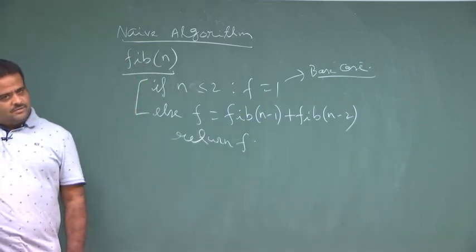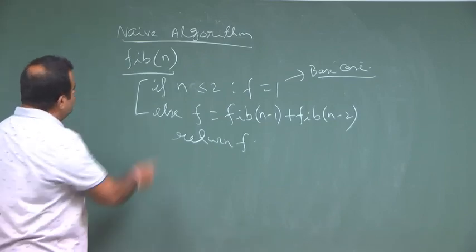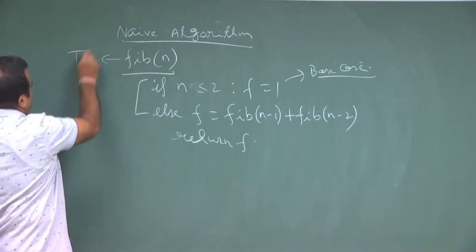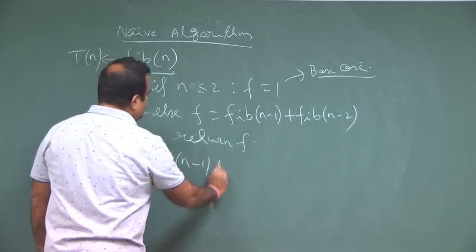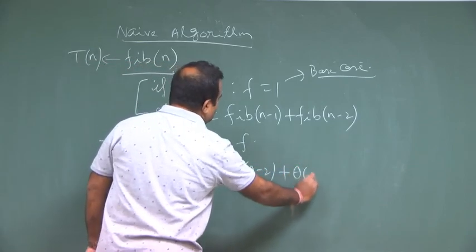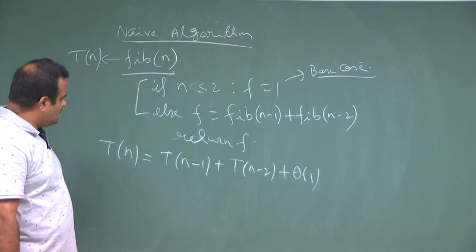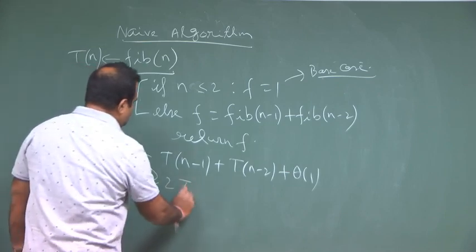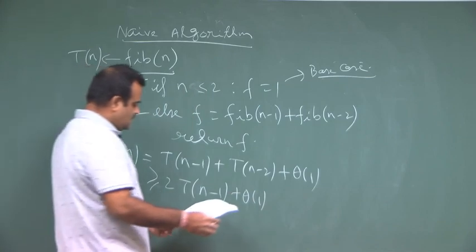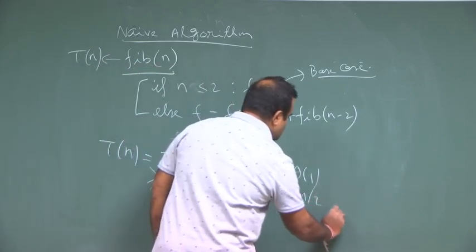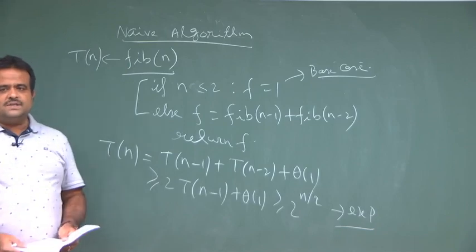Now what is the time complexity of this code? This is an exponential algorithm. Why? If T(n) is the time, then T(n) is T(n minus 1) plus T(n minus 2) plus theta of 1. We can write this as greater than or equal to 2 T(n minus 1) plus theta of 1, which gives greater than 2 to the power n by 2. So this is an exponential algorithm.